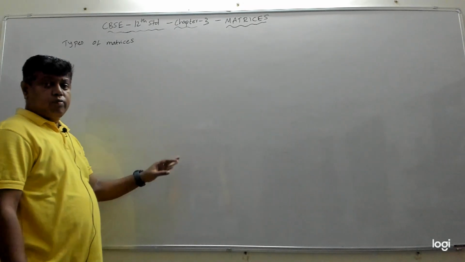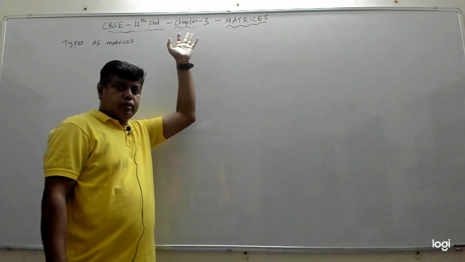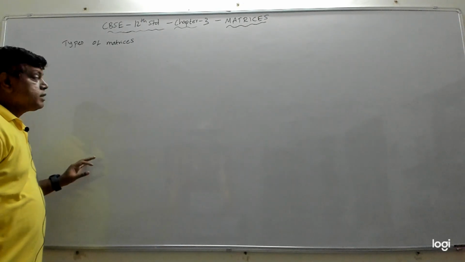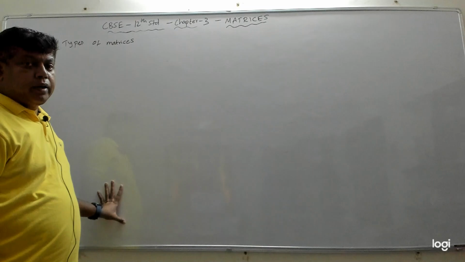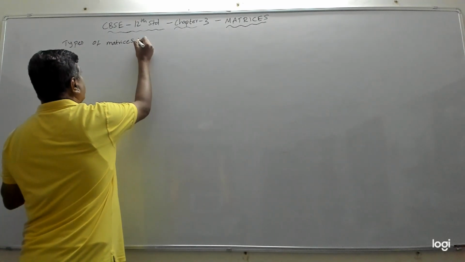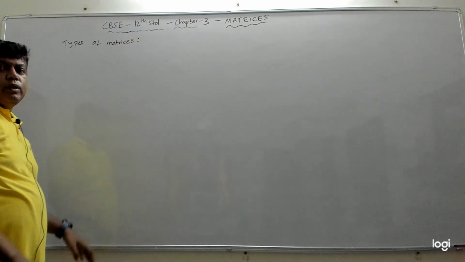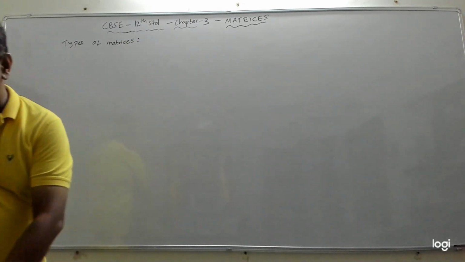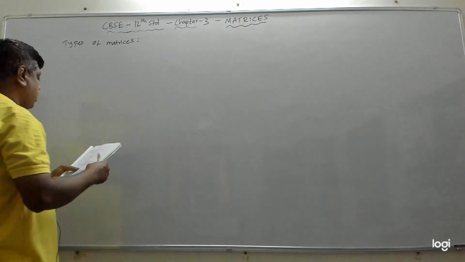In this video, we'll continue with the chapter matrices, which is chapter 3 from your 12th standard CBSE mathematics. So we'll continue with types of matrices. We have different types of matrices. We'll see what are the different types of matrices that we have. The first one is called a column matrix.